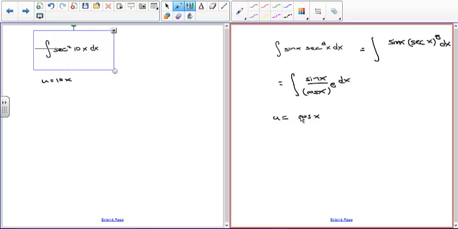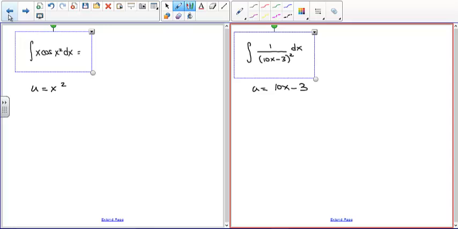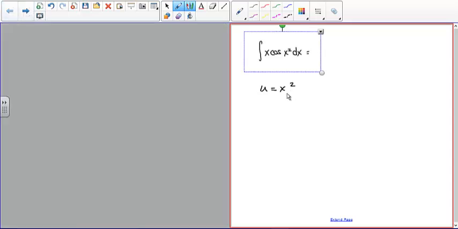Okay, so that's the first thing you have to do. So let's go back to the beginning. The second thing you have to do is calculate du. So du, all you do is take the derivative like you normally would using the rules that we have, and then add a dx onto the end of it. So the derivative of x squared is 2x.